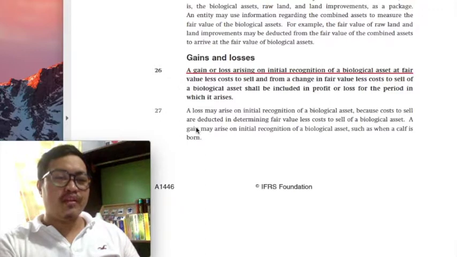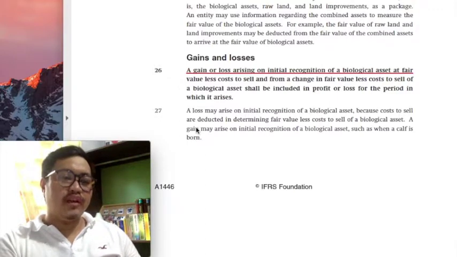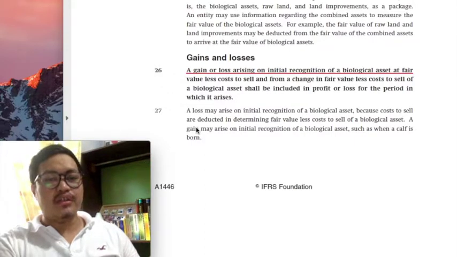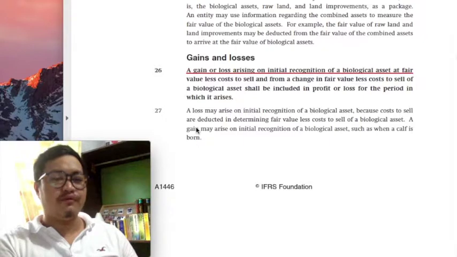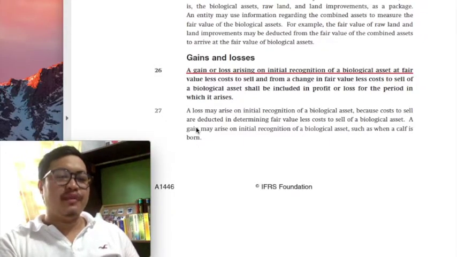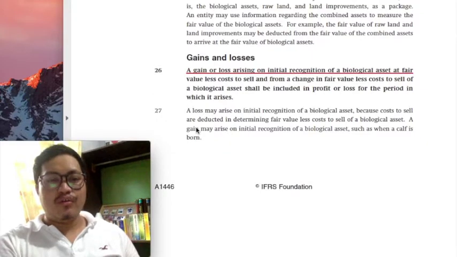Now, an important point of learning here would be to know where will you report the gains or losses from the changes in the fair value, and the answer is it is to be presented as part of your profit or loss. Then some of you might think that's understandable.